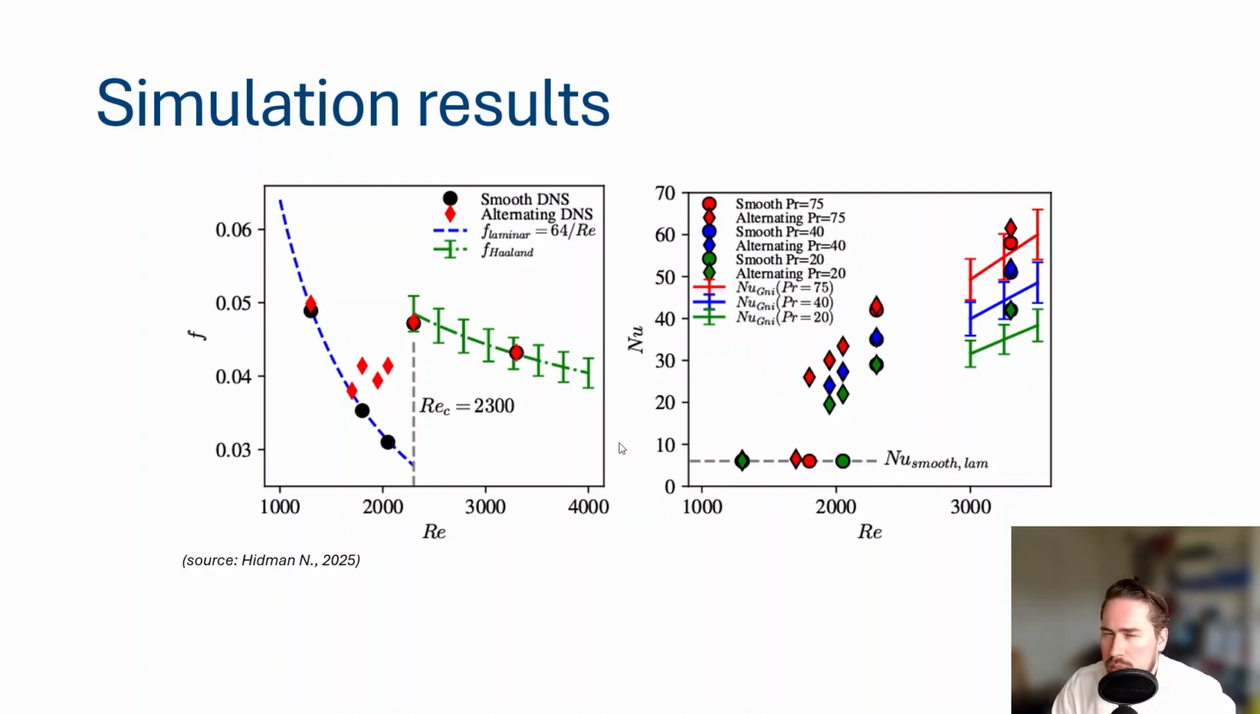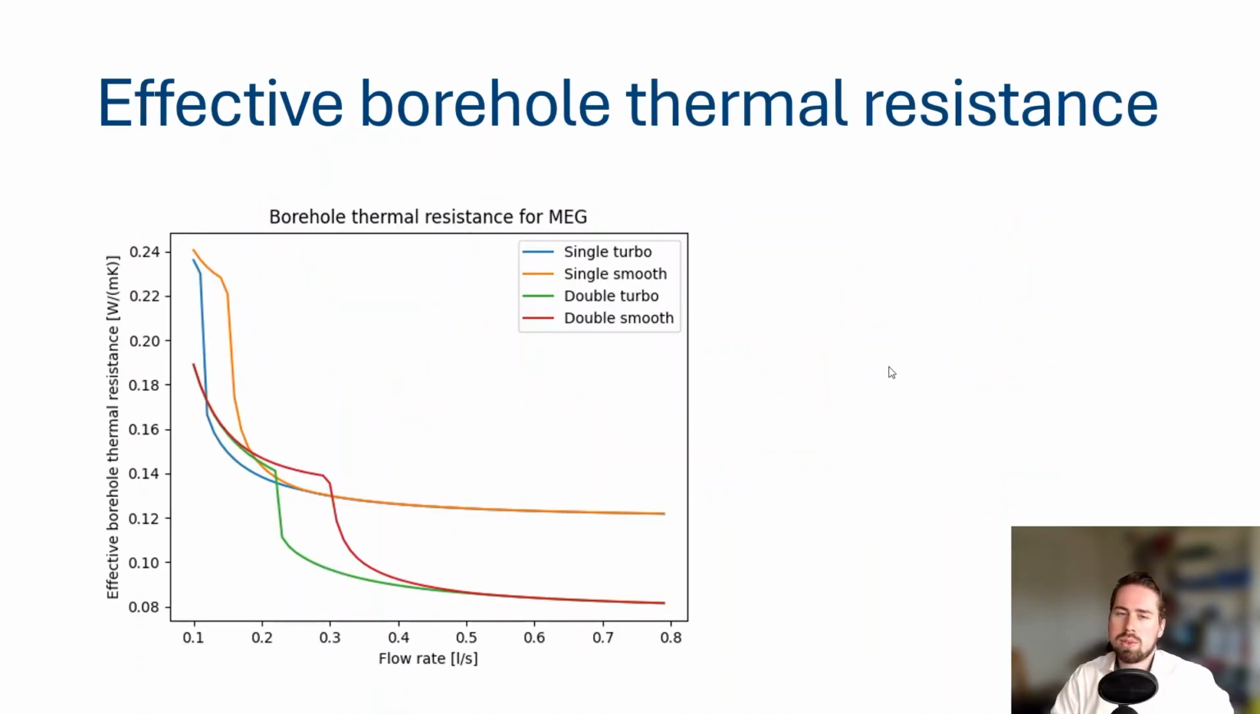Now, what is the effect on the borehole resistance for this? We created this figure. You can create quite a lot of figures, but this is for monoethylene glycol, 25%, for both single and double smooth and turbo pipes. Now, if we start with the green and the red one, we see here a clear laminar behavior, and both pipes behave more or less the same. There is a slight benefit of using a turbocollector here, but it's rather negligible.